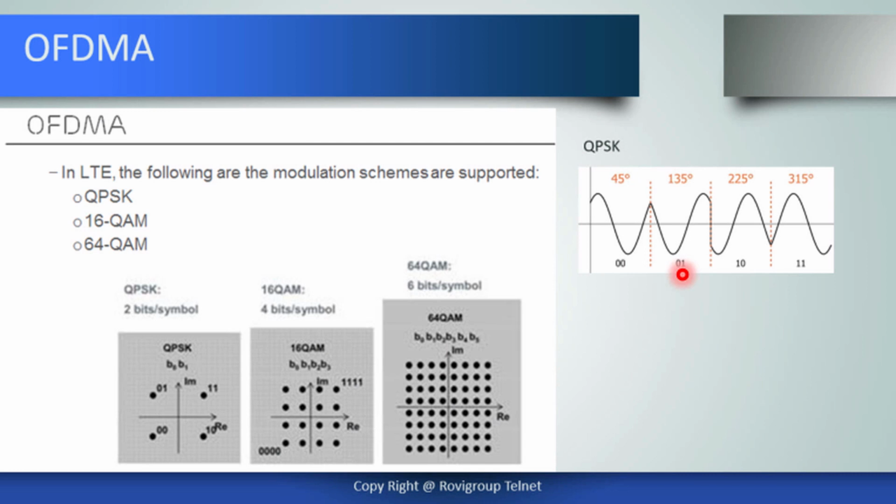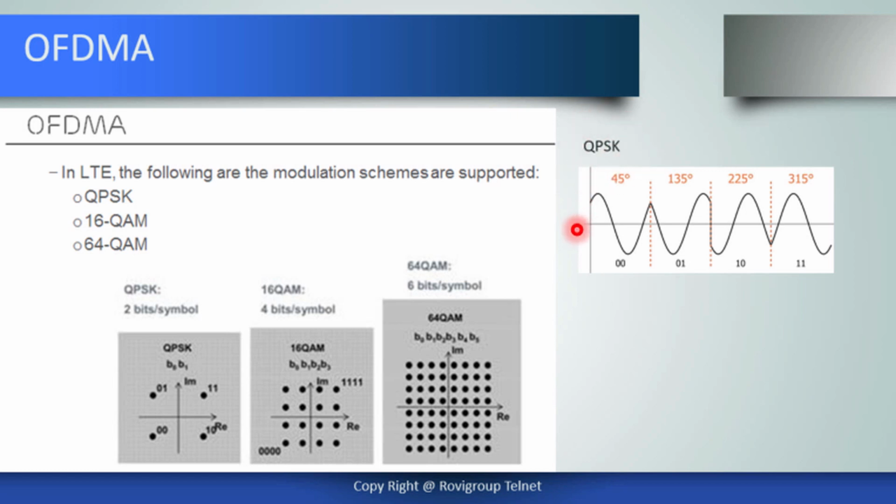In this slide, we'll be talking about modulations that are used in LTE network. We have QPSK, 16-QAM, 64-QAM. Why do we need modulation? We need modulation so that our information that is in terms of zeros and ones, that is in bits, can be converted into signal so that the signal can be transmitted.